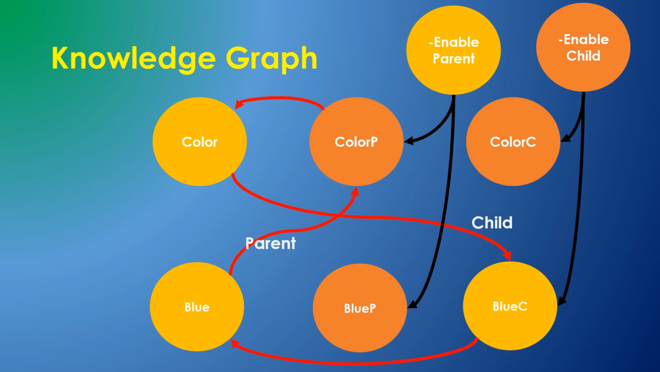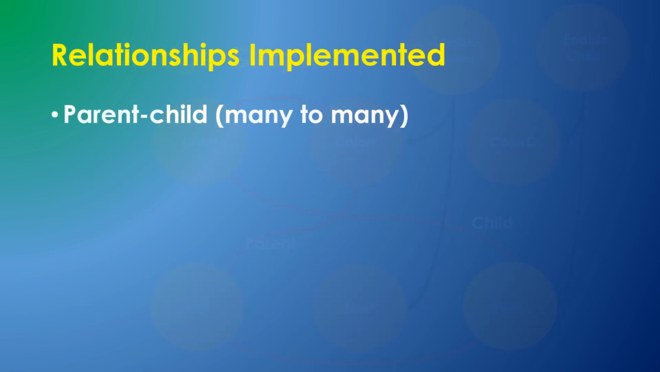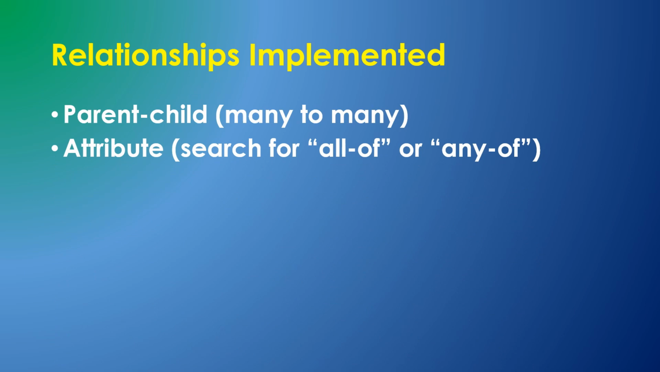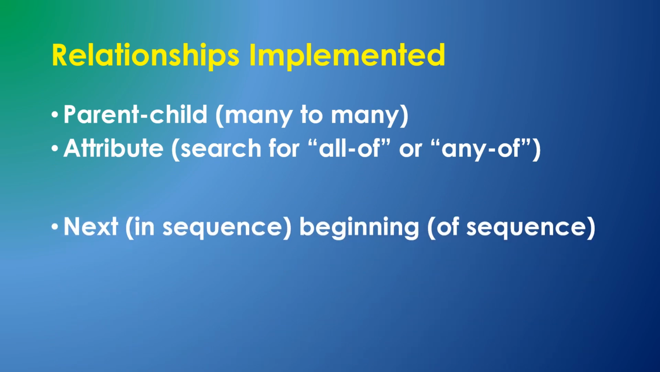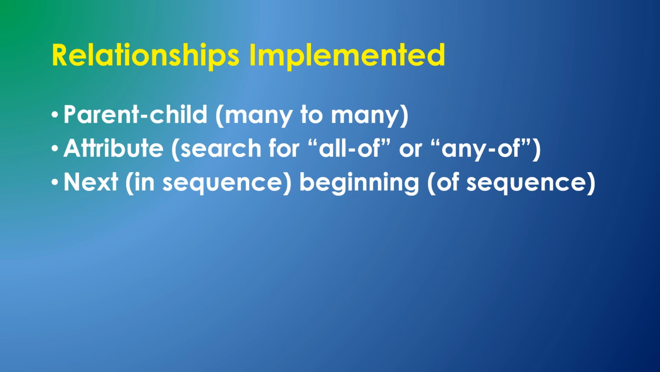So instead of being a single neuron, a node is a cluster of neurons. How many? That depends on the number of different relationships we'd like to represent. Here's what I've implemented so far. Parent-child relationships, attributes, which can be searched by all of or any of, sequences represented by next and head pointers, and recursion. At this time, each node is 17 neurons, but I've not tried to optimize the neuron count. I have lots of neurons available.